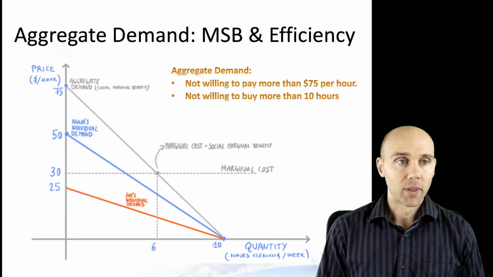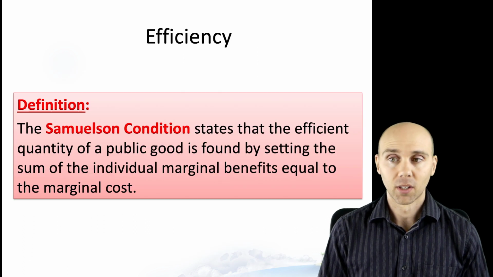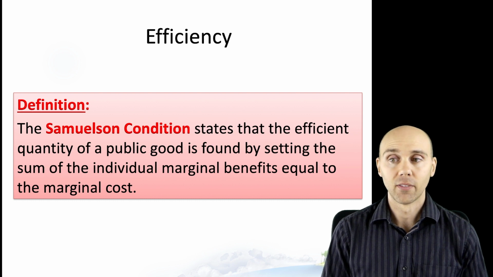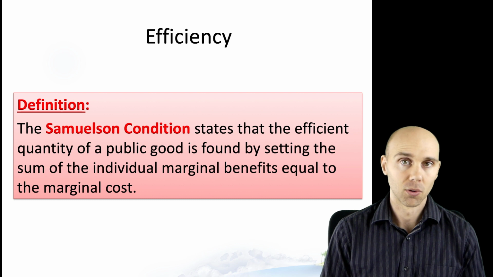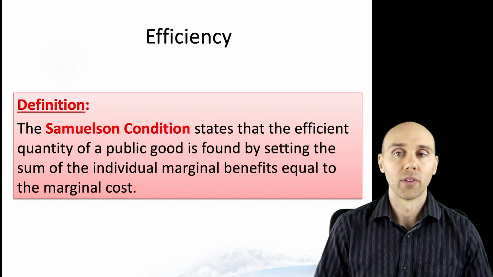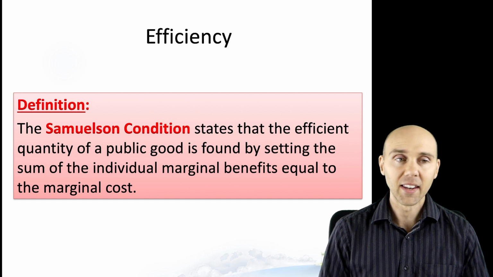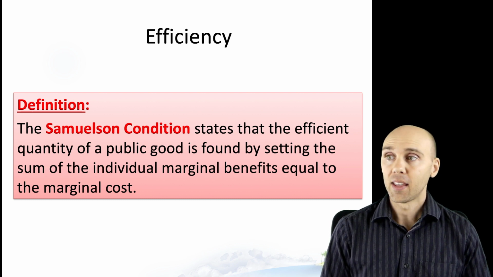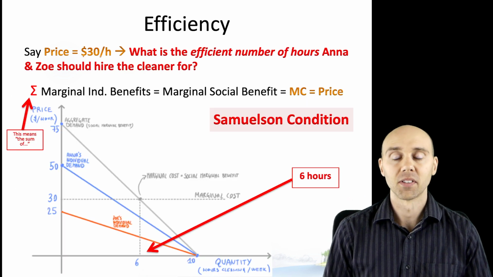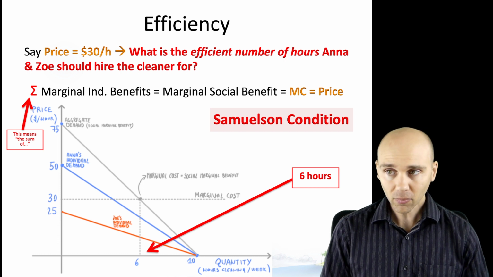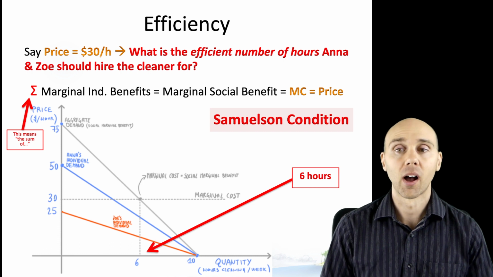A very famous theorem that applies to these sort of situations is the Samuelson condition, which states that the efficient quantity of a public good is found by setting the sum of these individual marginal benefits equal to the marginal cost. So in other words, getting aggregate demand and then finding the intersection with marginal cost. The key difference is really that we add these things up vertically. So let's say that the price is $30 per hour, and we'll call that some sort of constant marginal cost, because that's the cost that Anna and Zoe will have to pay for an additional hour of cleaning. What's the efficient number of hours that they should hire a cleaner for?